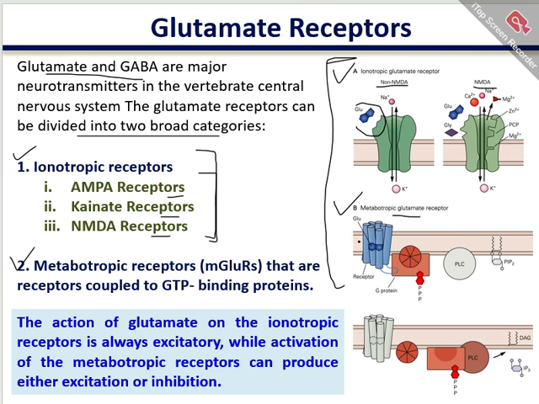Metabotropic receptors are the type of glutamate receptors where, when glutamate binds as an agonist, it results in activation of a G protein. So basically, the metabotropic receptors are G protein coupled receptors. As you know, G protein coupled receptors are one of the famous families of receptors.